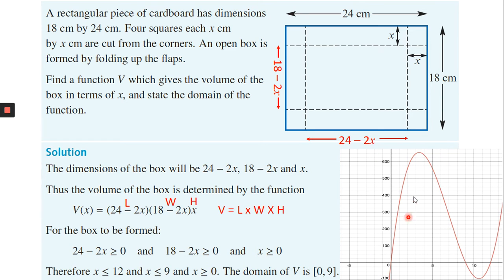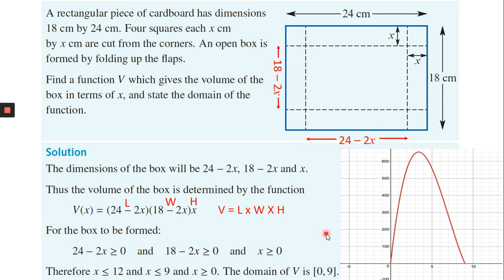There's the complete graph. If you type that in, you get that. But obviously between 0 and 9, we want just that bit. So that's our actual graph. I didn't ask you to draw the graph, I'm just highlighting graphs.